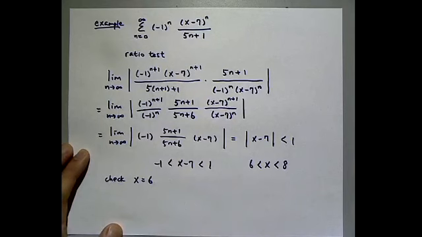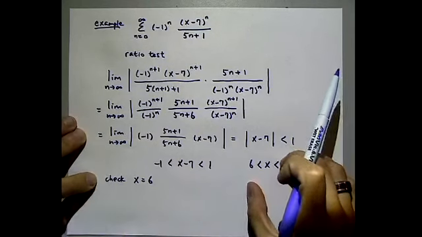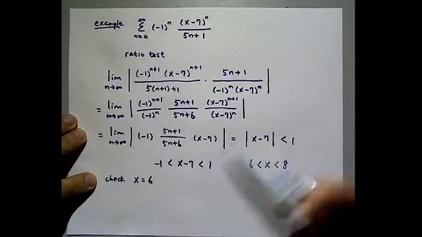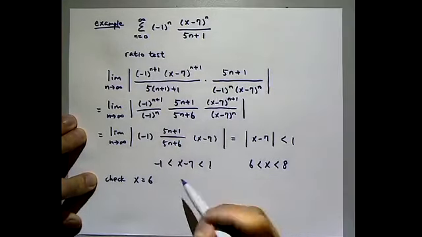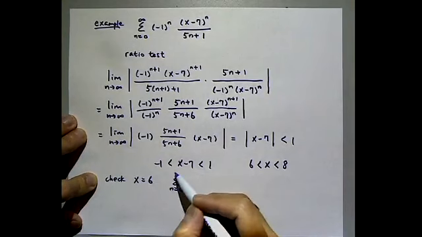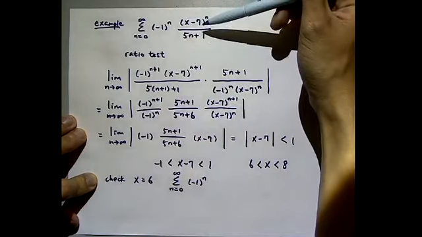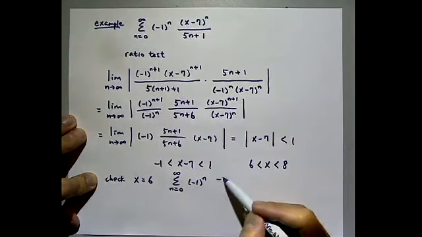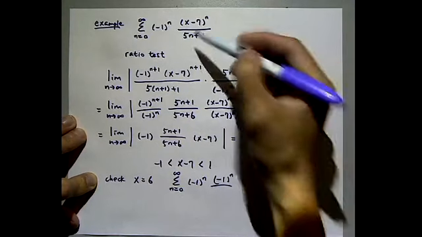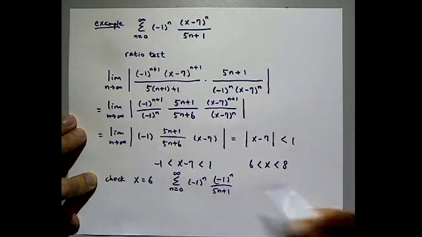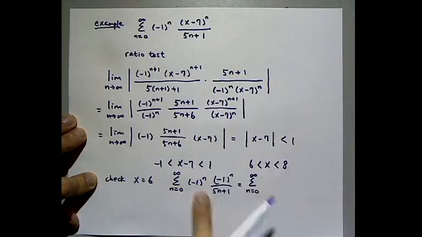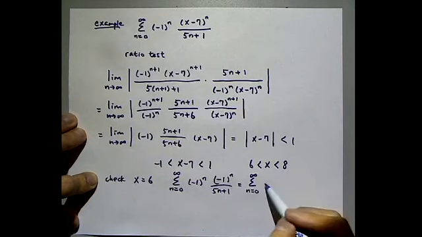Now we check x is equal to 6. You take the 6, plug that in for your series. We get minus 1 to the n. 6 minus 7 is minus 1. So another minus 1 to the n over 5n plus 1. We've seen this before. The two minus 1 to the n's together will just turn into a 1. So this is going to be 1 over 5n plus 1.